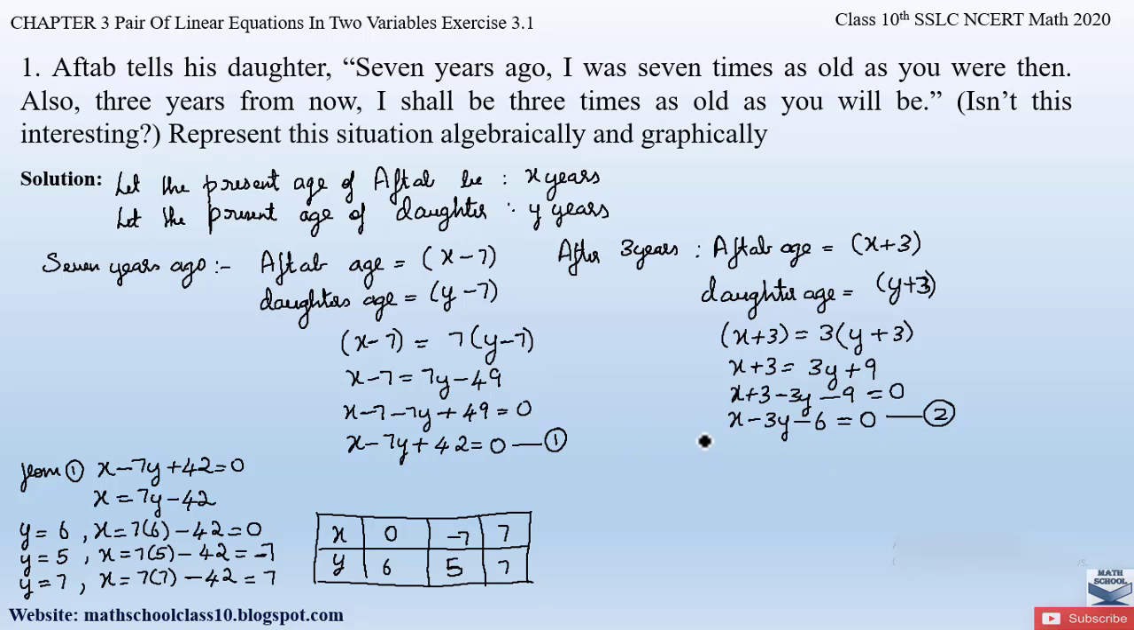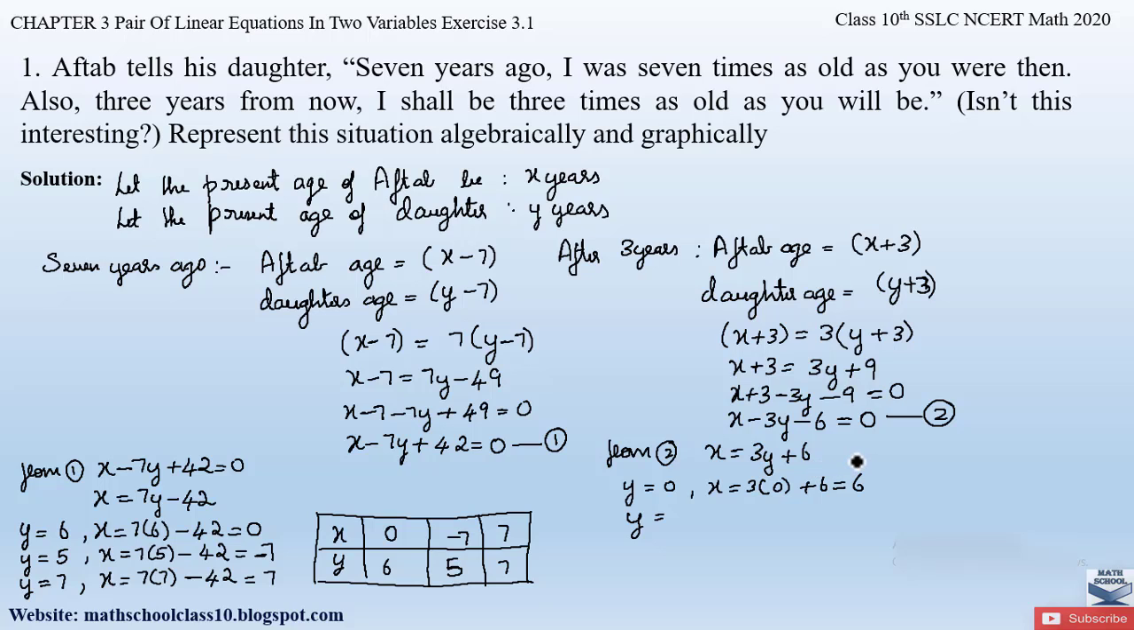From equation 2, we can find the x value by sending all these terms to the right hand side. So minus 3y will become plus 3y and minus 6 will become plus 6. So if we put y equal to 0, x is equal to 3 into 0 plus 6. So 3 into 0 is 0, plus 6 will be equal to 6. Similarly, let us substitute y equal to 1. So 3 into 1 will be 3. So 3 plus 6 will become 9.